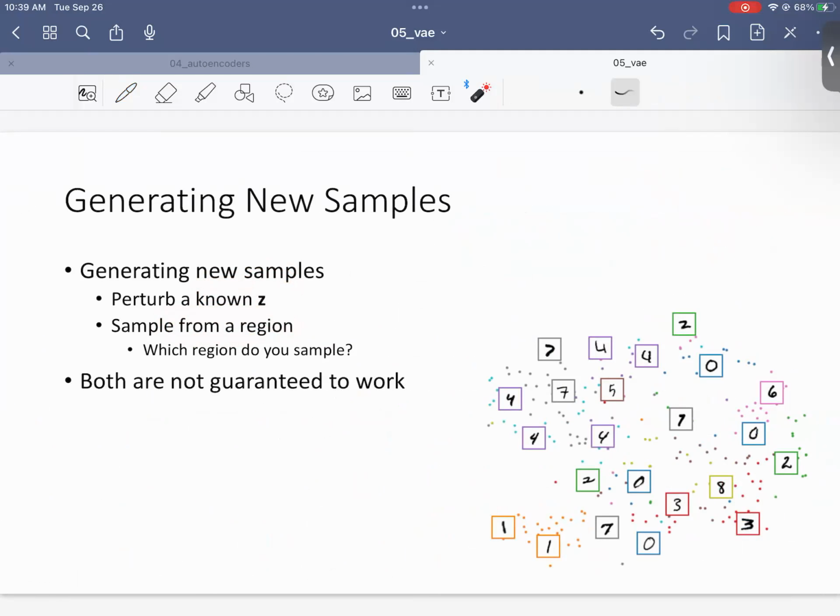But none of them are guaranteed to work. There is no guarantee that it'll always give you what you want. For example, if you perturb from here, there's no guarantee that you will get a 4 or 5 or 7, because they're all intertwined with each other. This region is pretty safe, but here or here or here, like 8 and 3, there's no guarantee.